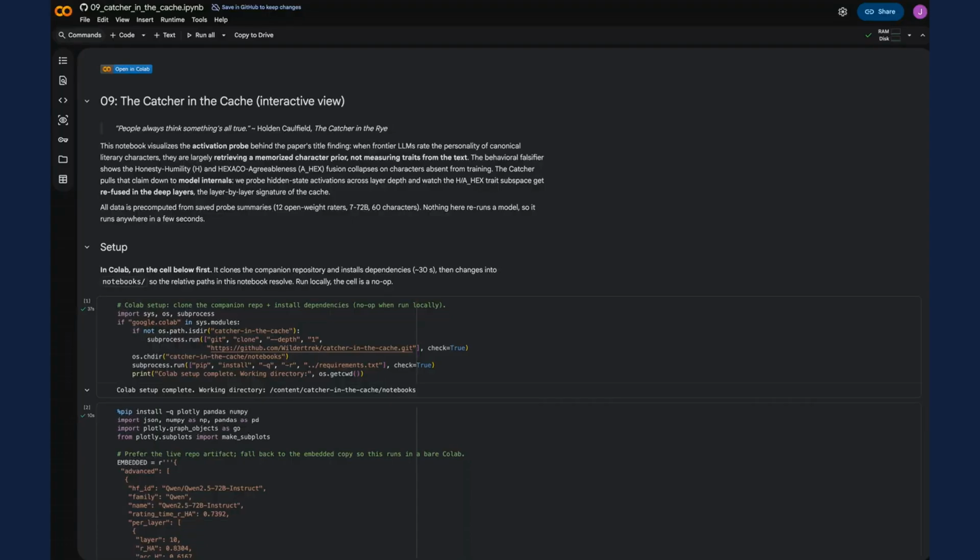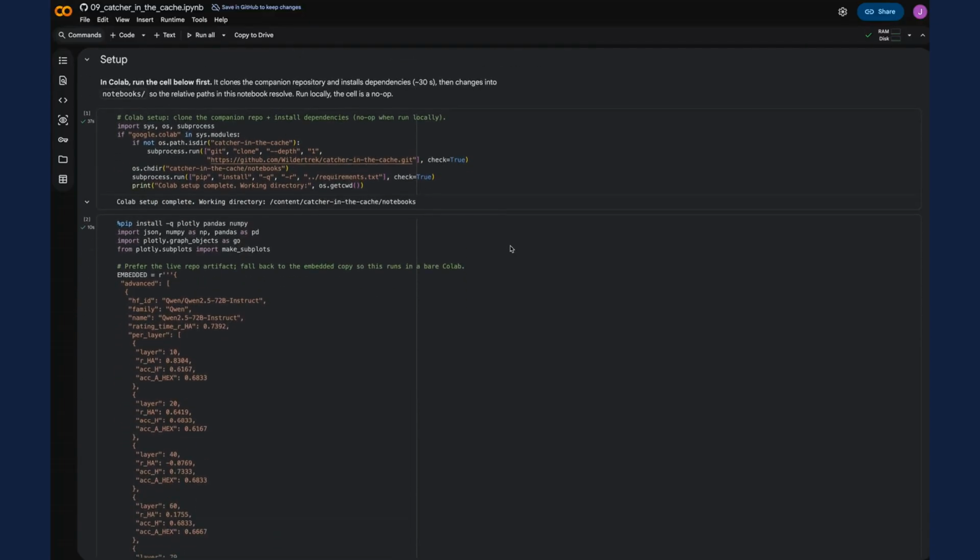Notebook 9 is the capstone, the interactive view of the catch. The setup cell loads one cached artifact and prints the scope, 60 characters, 12 models with depth trajectories. It runs at $0 with no API keys, and every figure is a live chart you can hover.